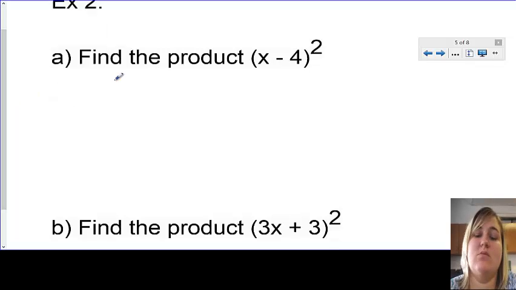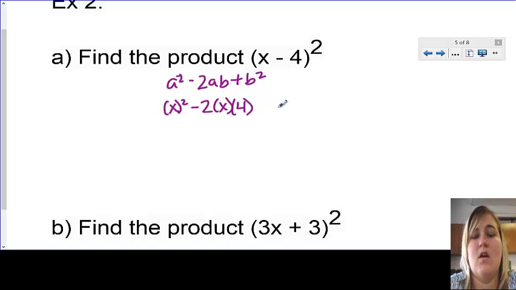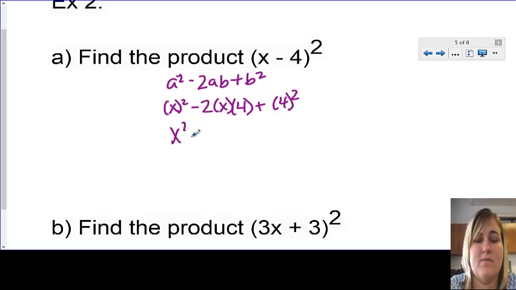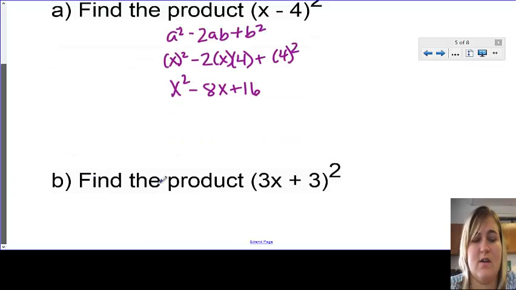This one is very similar to the last, except we have this minus sign, which means I'm going to have a squared, minus 2ab, plus b squared. So for a, I'm going to put x and square it, minus 2, instead of a I put x, instead of b I put 4, plus 4 squared. So x squared is x squared, minus 2x, 2 times x is 2x, times 4 is 8x, plus 4 squared, which is 16. Final answer.